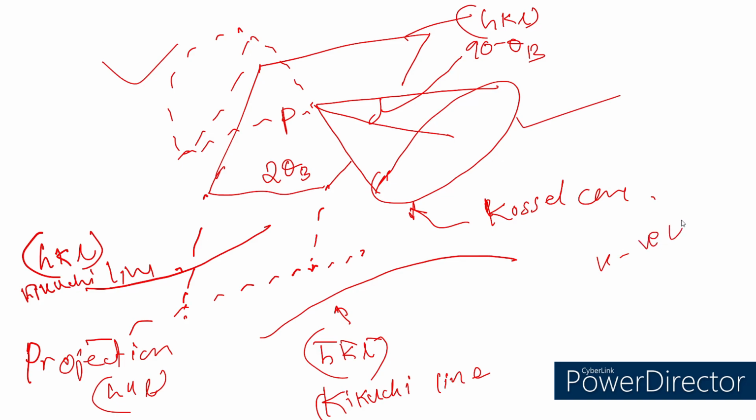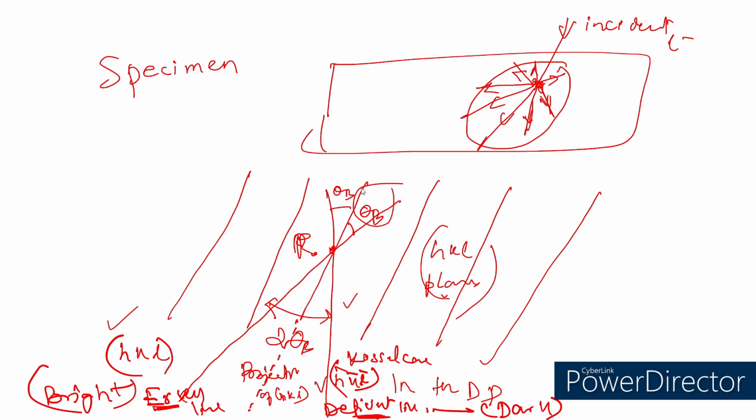So we see cones of diffracted electrons rather than well-defined beams, because there is a range of incident k vectors rather than a single k vector. We construct the cones by considering all the vectors oriented at an angle theta b to the HKL plane, and these are called Kossel cones.